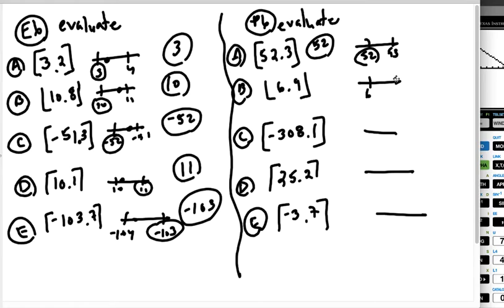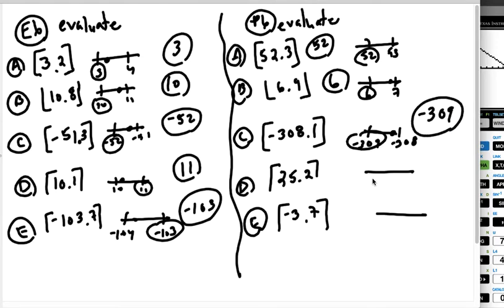6.9 is between 6 and 7, right? And again, it doesn't matter where it is between 6 and 7. That's a round down function, so it's going to be a 6. Negative 308.1 is between negative 309 and negative 308. It's the round down function, so it's going to be a negative 309.